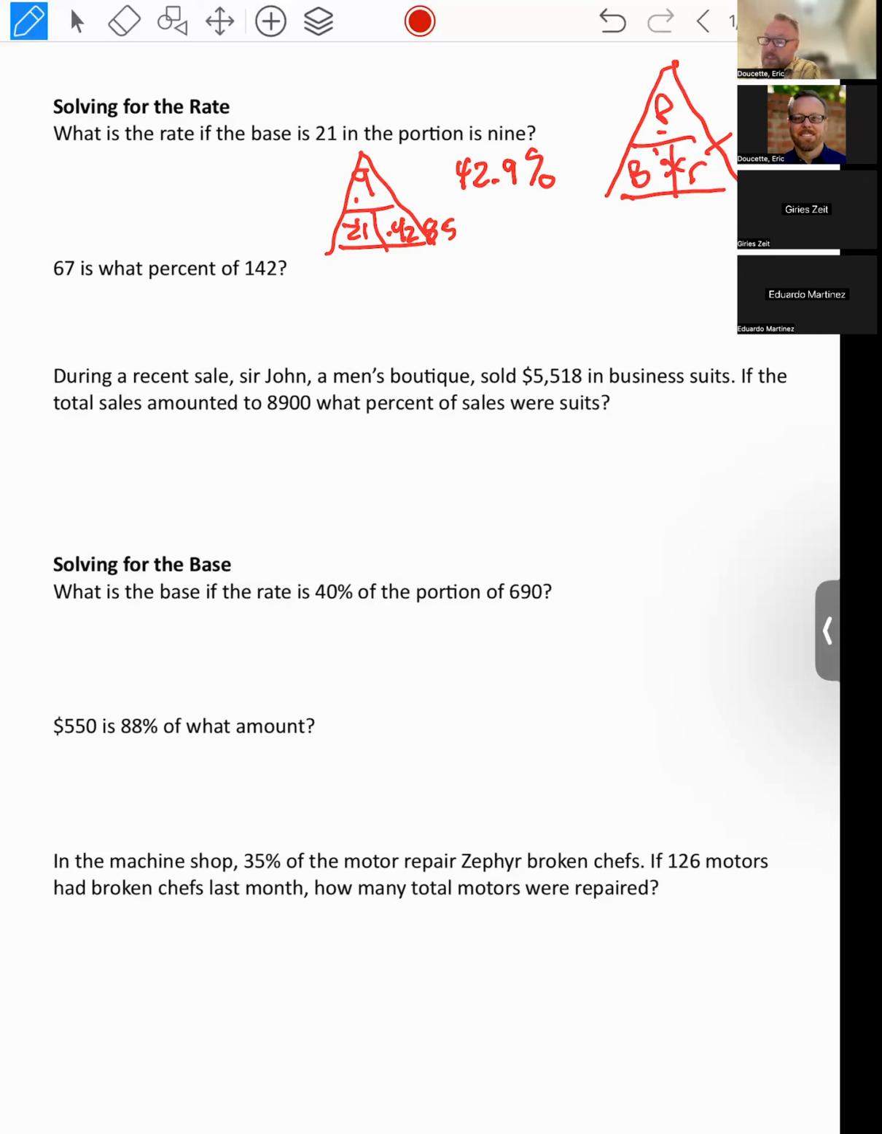Again, the next one, 67 is what percent of 142? If I do my little formula, my portion is always going to be the lower number in this case. So 67 is what percent of the base of 142? Again, I would divide those two.